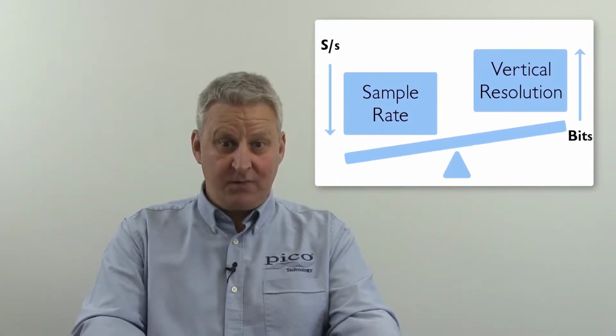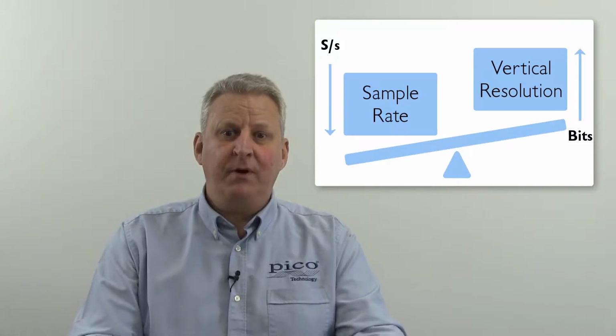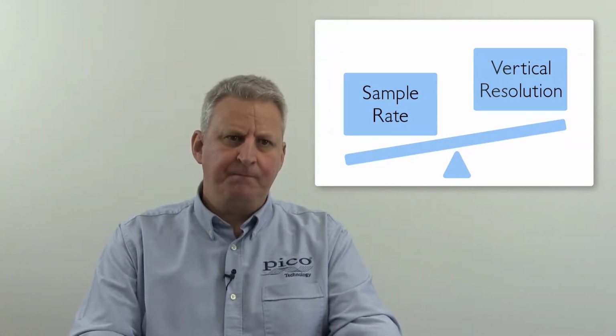Well, at the heart of all digital oscilloscopes is an analog to digital converter, and with all ADCs there are two key specs: sample rate and vertical resolution, and there's always a trade-off between the two. It takes more time to sample a signal with increased resolution, and so sample rate will fall as a result.